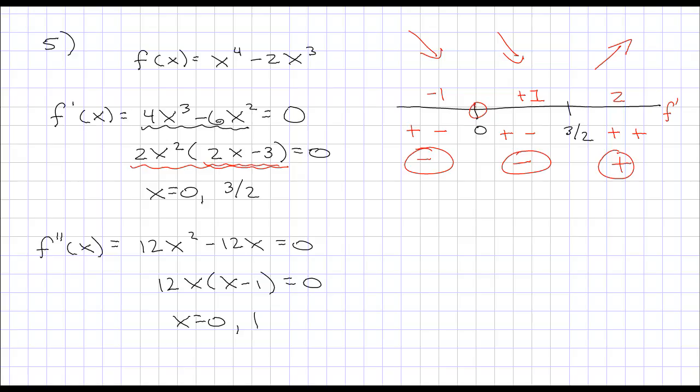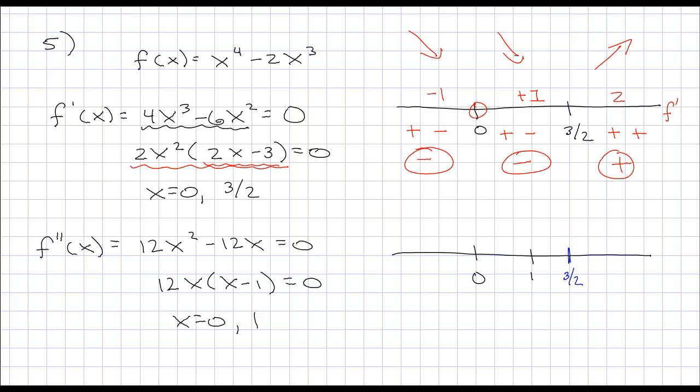Alright, let's come over here and do the line analysis again. And let's line it up. So here's 0, and here's 1. And I'm going to mark in blue the 3 halves. It's not a critical point for the second derivative, but I just want to mark it and keep everything in line with my first line analysis. Alright, now let me go back to red.